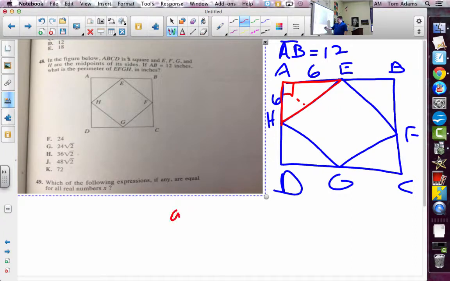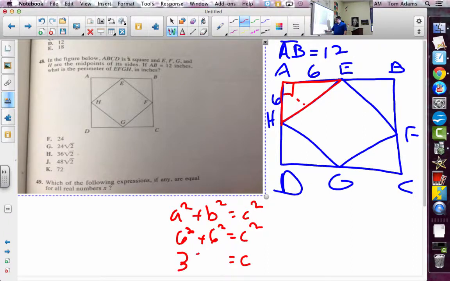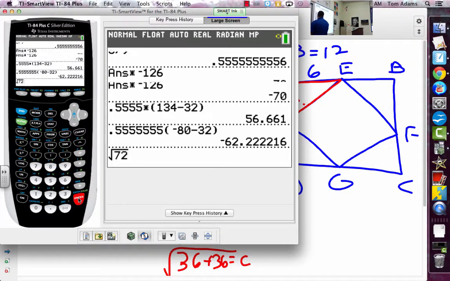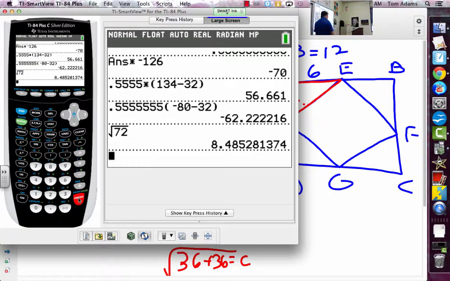But if I were to figure that out, I've got a squared plus b squared equals c squared. So I've got 6 squared plus 6 squared equals c squared. But really, c is equal to 36 plus 36, and then we're going to take the square root of that, which is the square root of 72. I'm going to do this as a decimal, though it's actually 6 root 2, but that's okay. The square root of 72 is about 8.5.